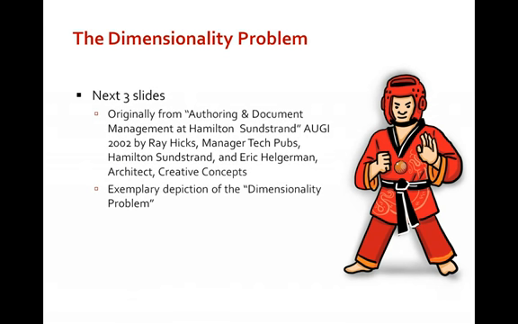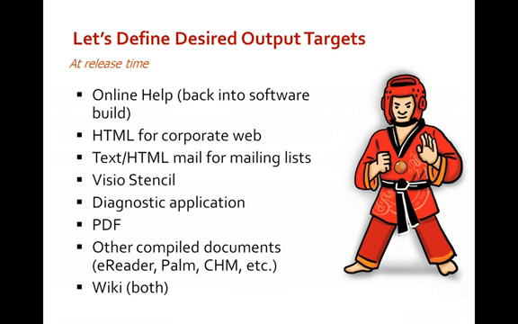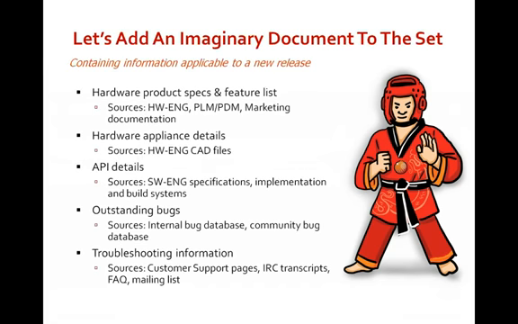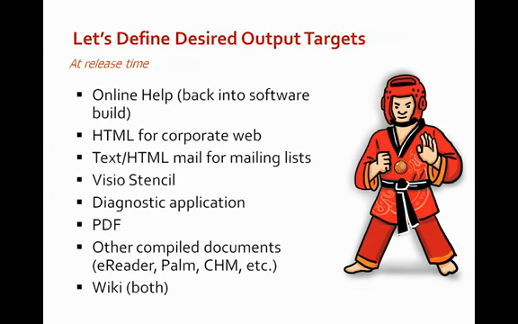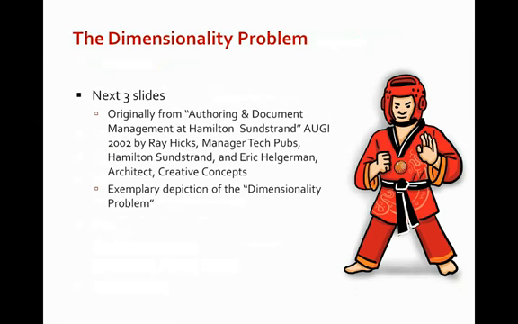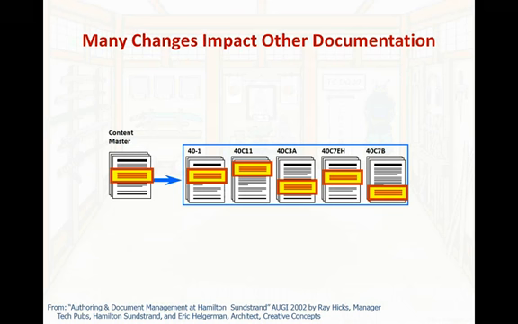And so I'm going to show you 3 slides that I use all the time because they're very demonstrable of the problem. It shows the dimensionality problem, right? Because we're talking about a whole lot of output formats coming from a whole lot of source places. And what you end up with is sort of a dimensionality problem. Here's the simple case. You've got one content master going to 4 different output documents or different products. Let's think of the 41, 40cc1, 40c3a. Those are different products, and this same piece of content appears in all of them.